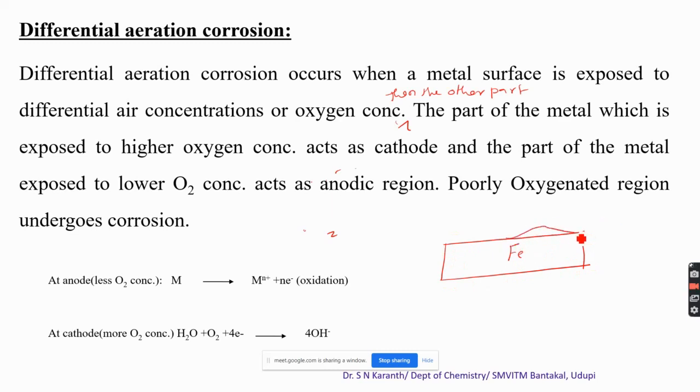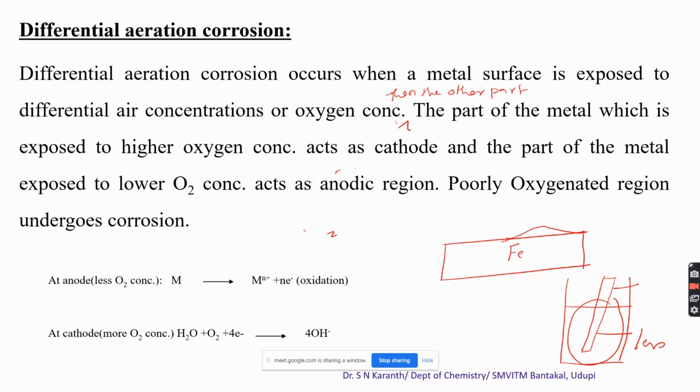Particularly, one portion of the metal may be exposed to more oxygen compared to the other portion. Say I take one metal like zinc or iron. If you dip it in water, the portion below the water is less oxygenated, whereas the upper part is exposed to atmospheric oxygen. So there is a variation in the oxygen concentration. As a result, a cell is set up due to the difference in the air concentration.